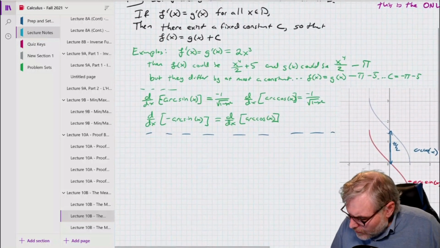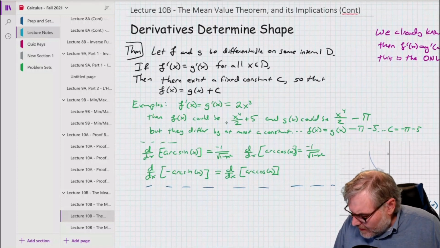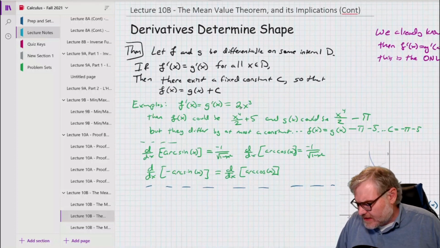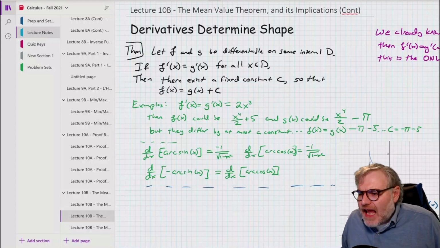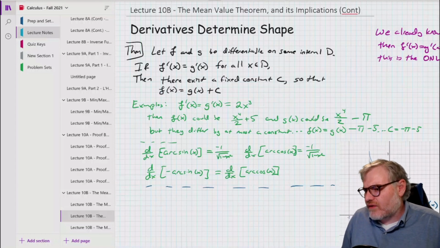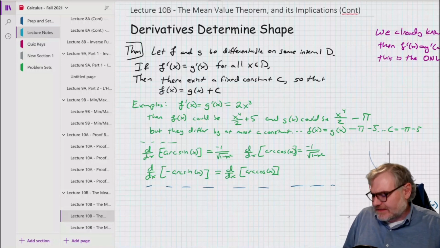Just to give you an example, if f prime of x equals g prime of x, let's say the derivative equals 2x cubed, then x to the fourth over 2 works. So does x to the fourth over 2 plus 5. So does x to the fourth over 2 minus 5. They differ by a constant.